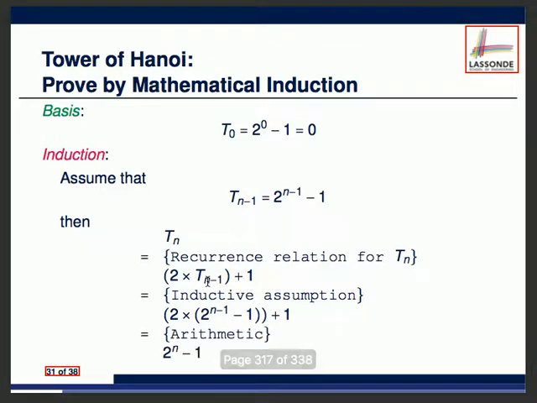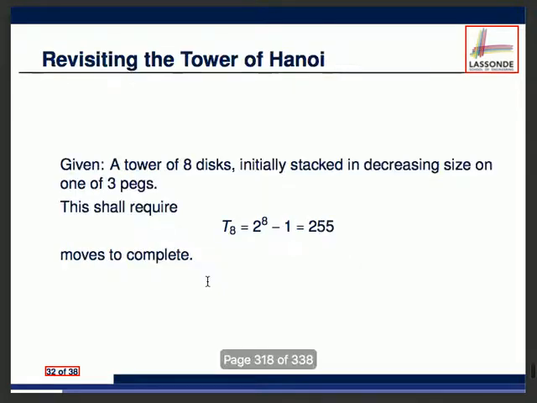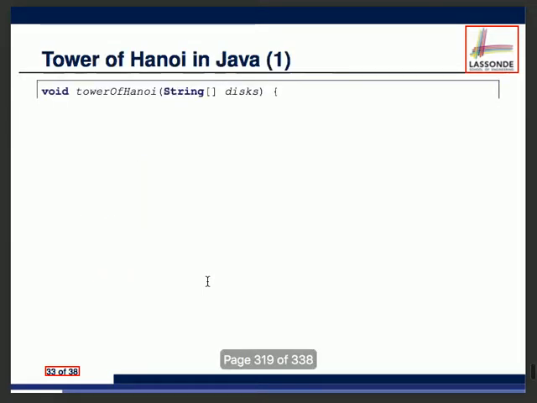Now, what's really useful about this closed form? Let's say I give you n equal to 8. How many moves are there? Well, it's 2 to the 8 minus 1, which is 255. If you try the Java program, it's going to output exactly 255 lines. If I want you to solve the puzzle on paper, you will need exactly 255 moves. That's the beauty of math.